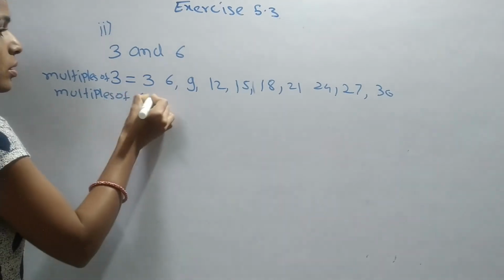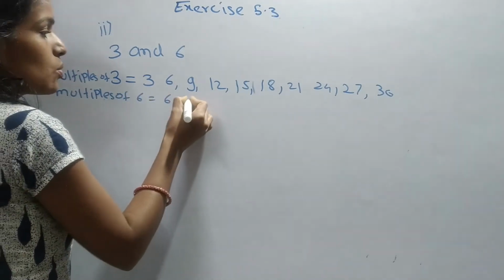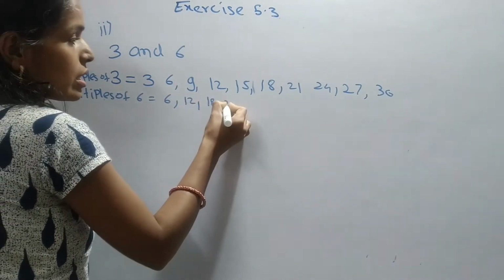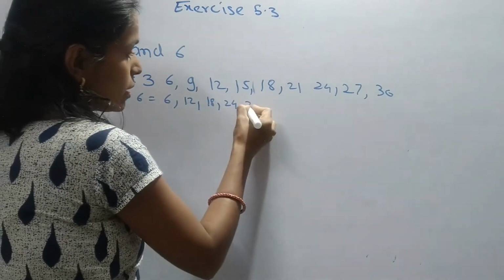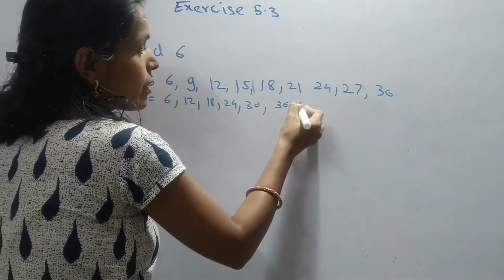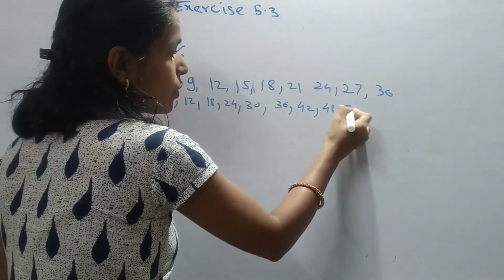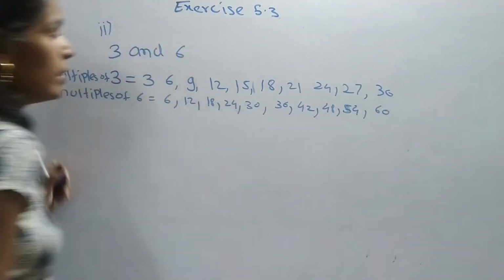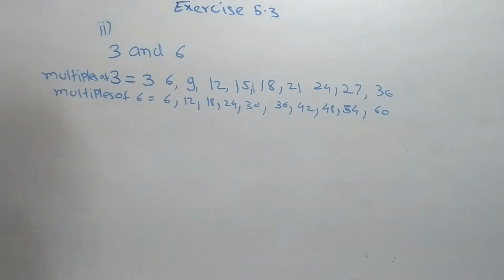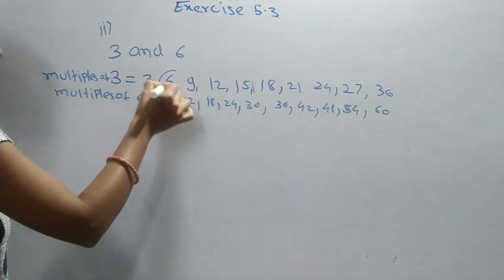What are the multiples of 6? They are 6 ones are 6, 6 twos are 12, 6 threes are 18, 6 fours are 24, 6 fives are 30, 6 sixes are 36, 6 sevens are 42, 6 eights are 48, 6 nines are 54, 6 tens are 60. Okay, now check which numbers are common here.